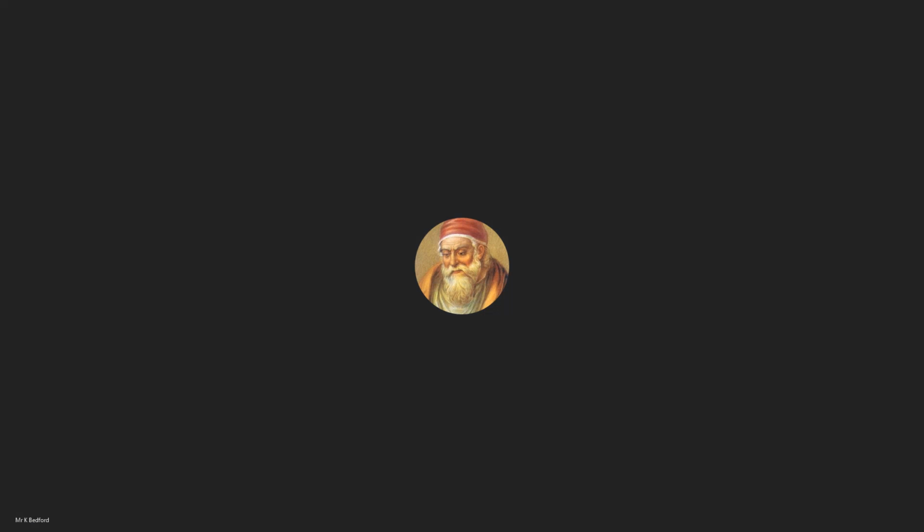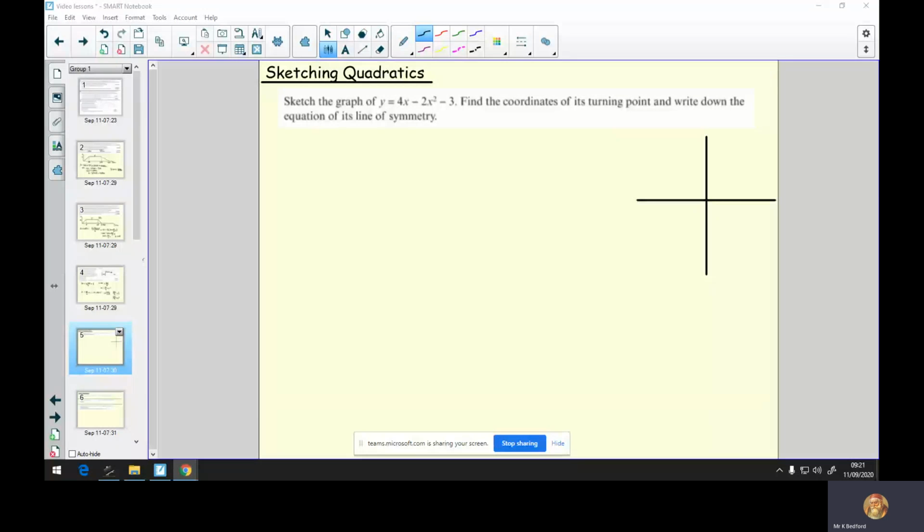Today we're going to be looking at sketching quadratics. So I'm just going to pull up a random quadratics question that I've seen, and I'm just going to go about the process of how we would go from a quadratic equation to a full sketch with turning points and any other information that we need written down. So I'm just going to share my screen so you can see. Hopefully you can see that okay.